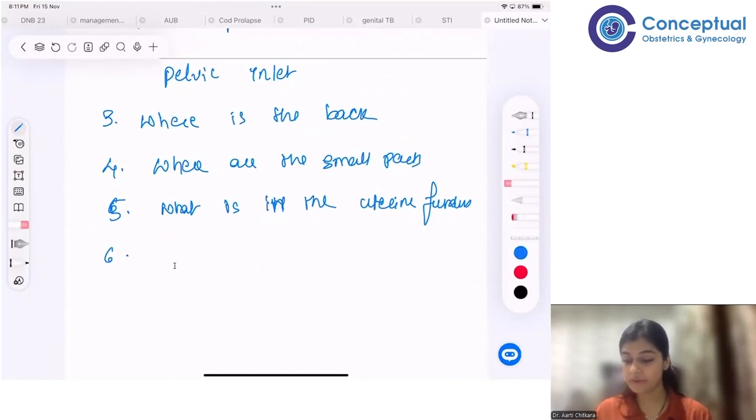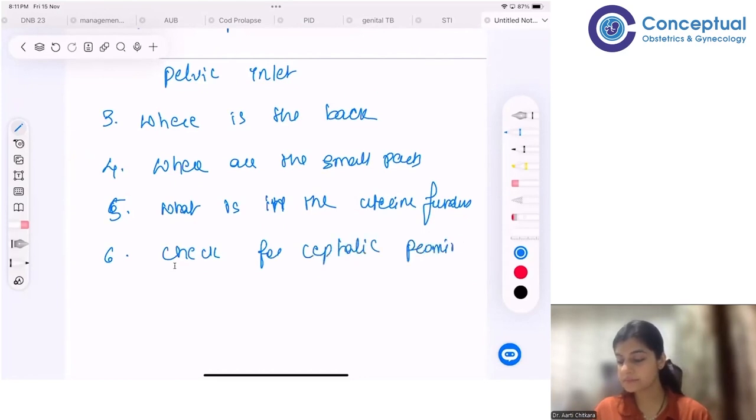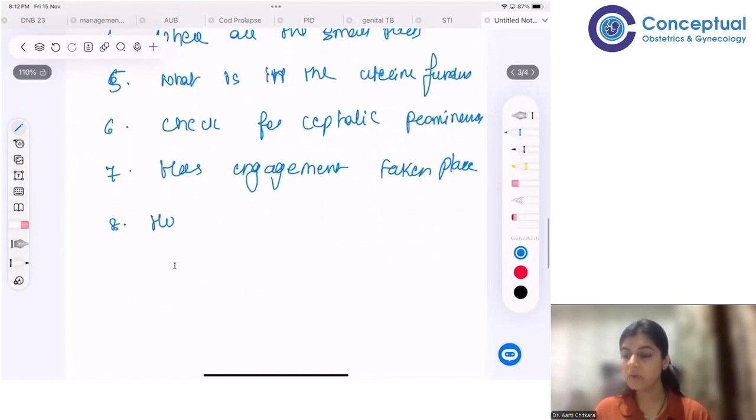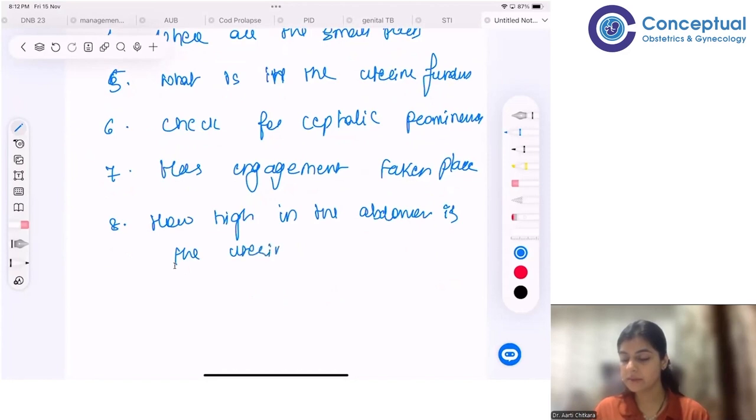Check for cephalic prominence. 7th, has engagement taken place? You have to answer all of these questions in the same sequence of order. How high in the abdomen is the uterine fundus?